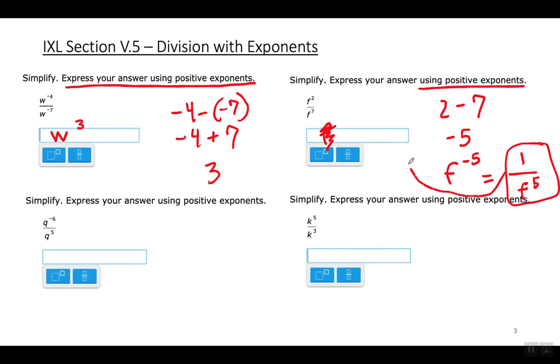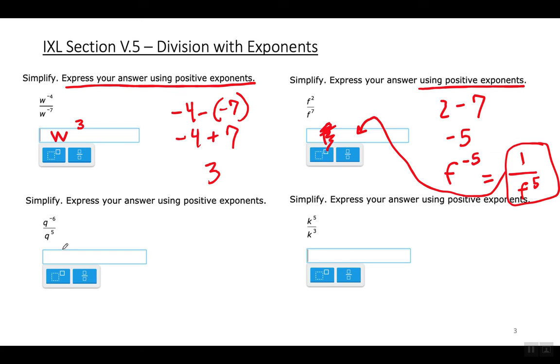Okay, para esta en las direcciones dicen que tenemos que escribir la respuesta usando exponentes positivos. Así que no puedo escribir mi respuesta f a la negativo 5. Tengo que escribirlo sin el negativo en el exponente y para quitarlo lo tengo que poner en el denominador. Así que esta sería la respuesta.